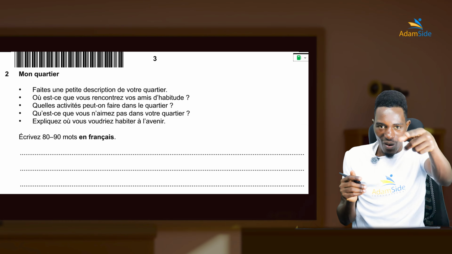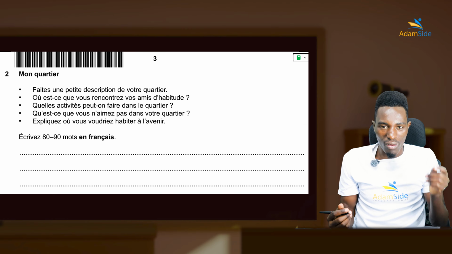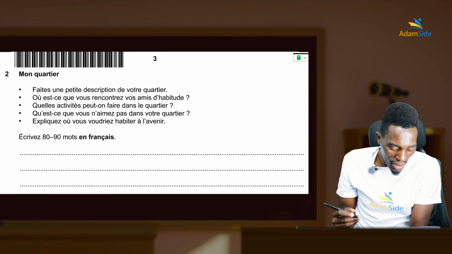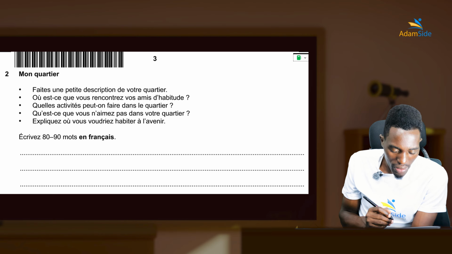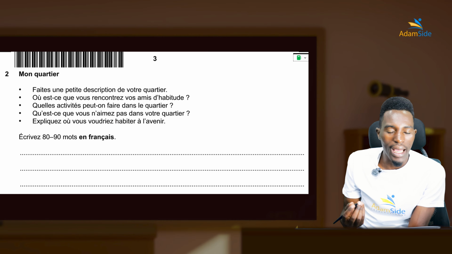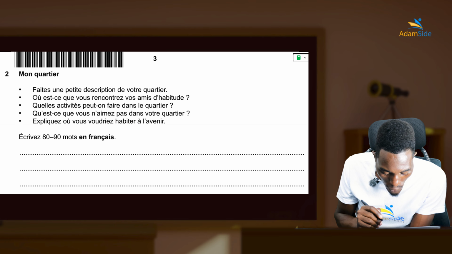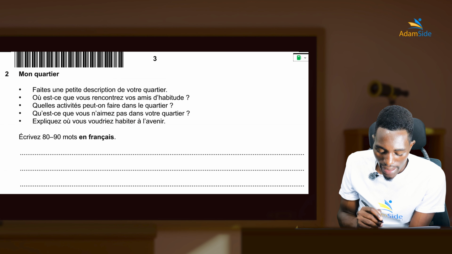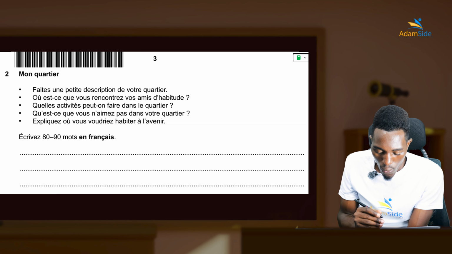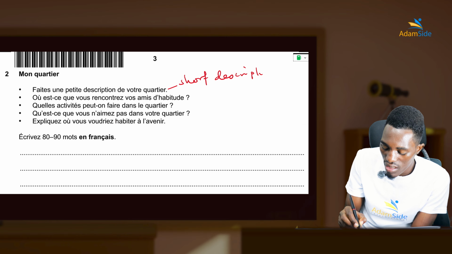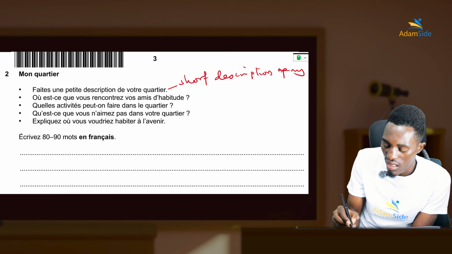Now, let's apply all of what I said to this question. The first thing I said is we have to start reading the question. The question is, mon quartier. Quartier is area, the place where you live and so on. Mon quartier. Faites-vous une petite description de votre quartier. Do a short description of your area. So here I can say short description of my area.